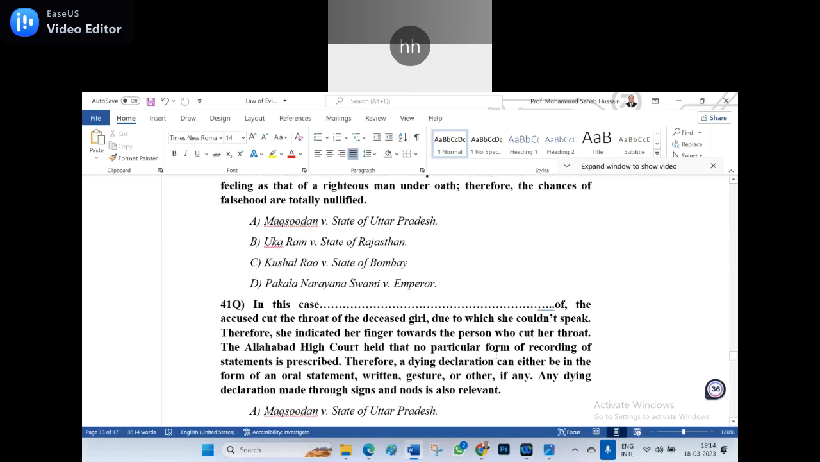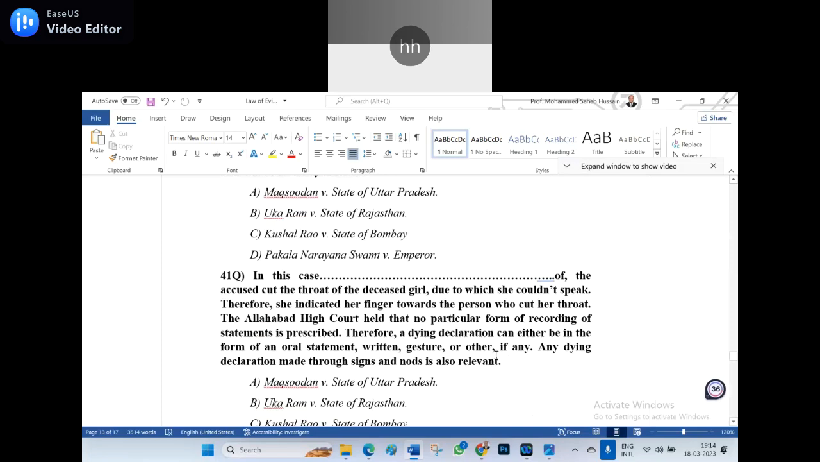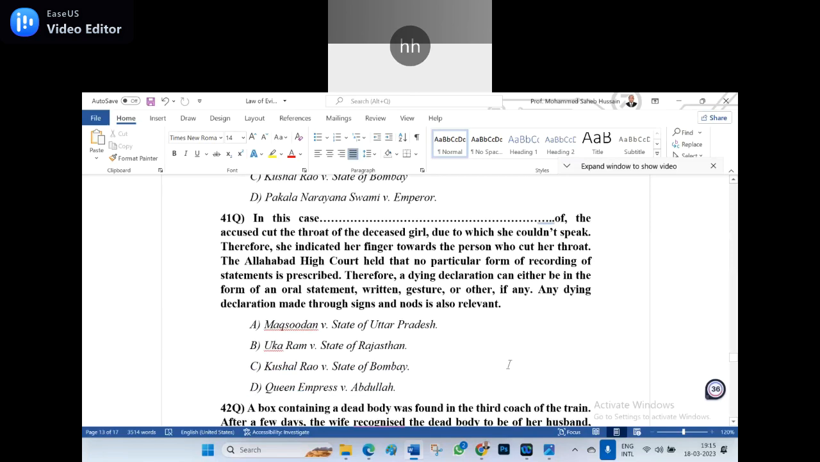Now let us read the 41st question. In the case of Dash, the accused cut the throat of the deceased girl, due to which she could not speak, therefore she indicated with her finger the person who cut her throat. The Allahabad High Court held that no particular form of recording of the statement is prescribed. Therefore, a dying declaration can be in the form of an oral statement, written, gestures, others, if any. Any dying declaration made through signs and nods is also relevant. I already told this case law yesterday.